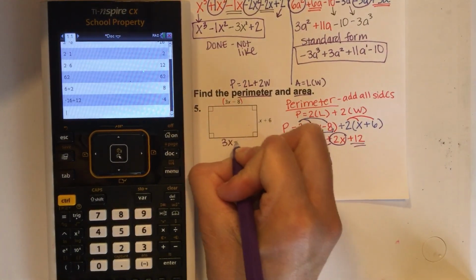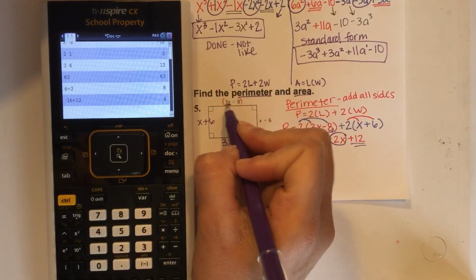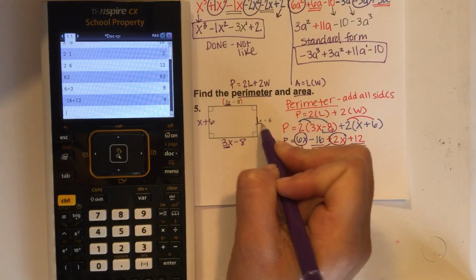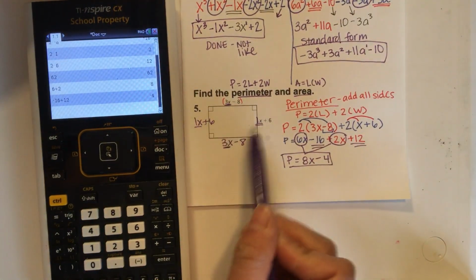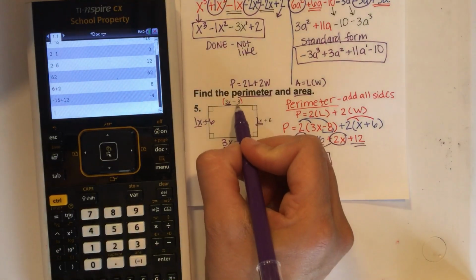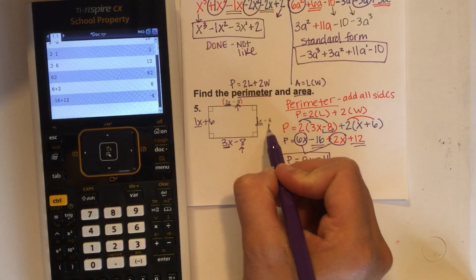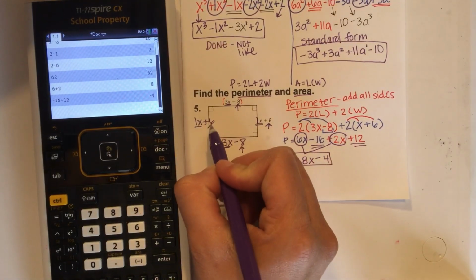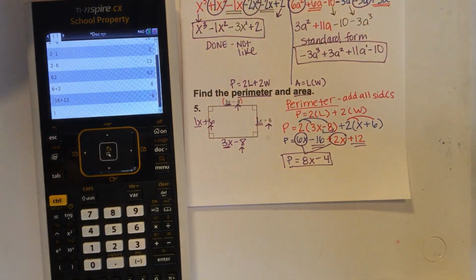If you wanted to, you could do that here, and you could say 3x, 3x, 1x, 1x. Altogether, all the x's is 8x. Then you take negative 8, negative 16, plus 6, so plus 12, you get a negative 4. It's the same thing. Okay, last we're going to find the area.